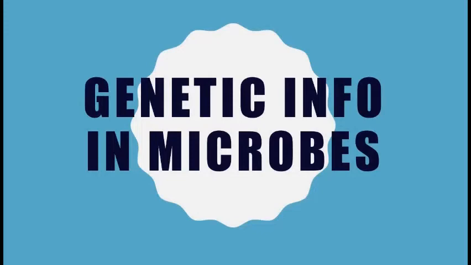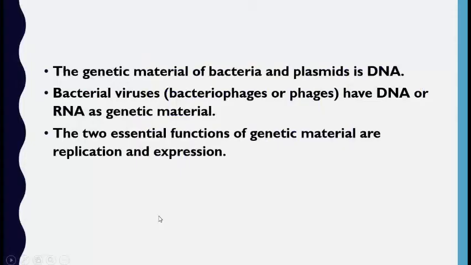The next topic is about genetic information in microbes. So the genetic material of bacteria and plasmids is DNA. So what is a plasmid? A plasmid is a small extra chromosomal DNA molecule within a cell, separated from chromosomal DNA, and can replicate independently.